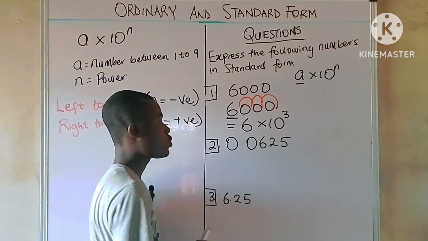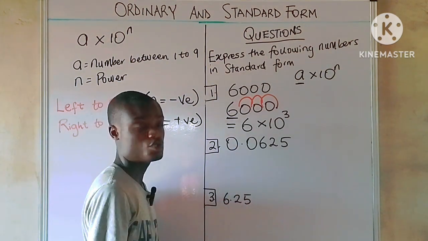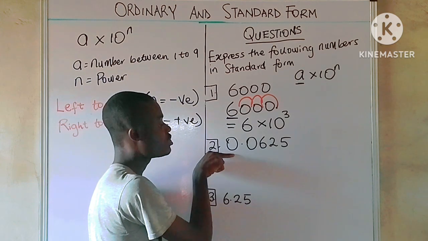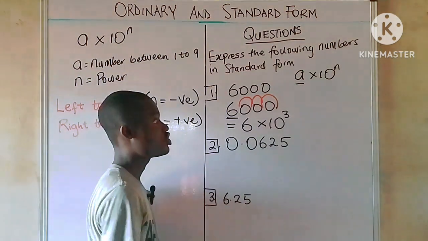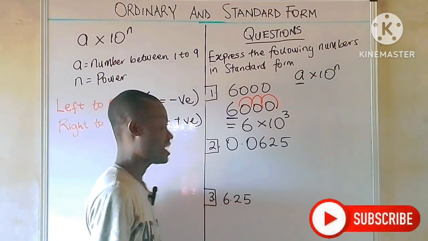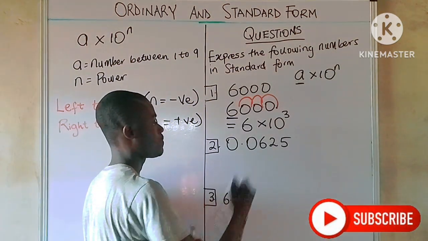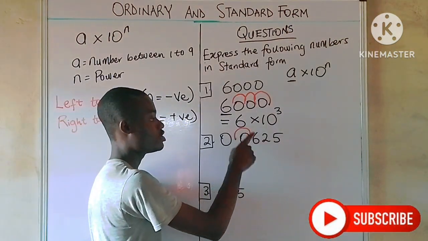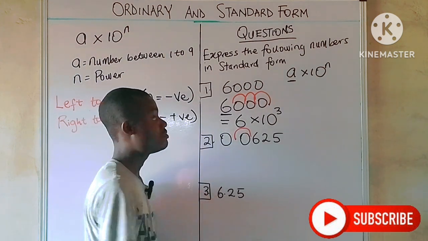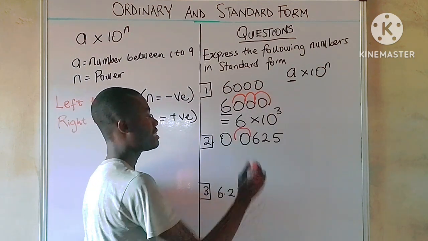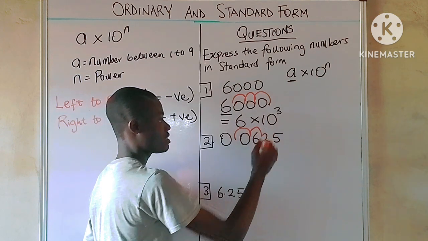So in our second question, we have 0.0625. In this question, the first number before the decimal point is 0, and 0 is not a number between 1 to 9. So we are going to move this decimal point. When I move the decimal point to this location, 0 and 0, none of them is between 1 to 9. So I move my decimal point again, the second time.